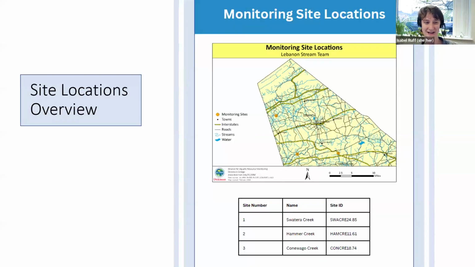So back in March, I shared PDFs and I shared the link again in the chat. You can see them through the Stream Team Exchange. So you all should have data packets for each county. So I'm going to take a minute to orient you to the data packet.